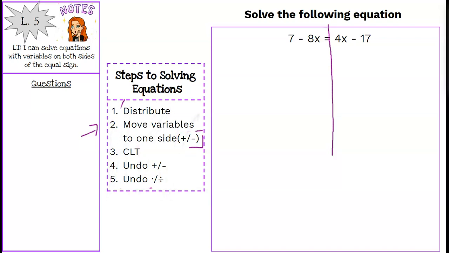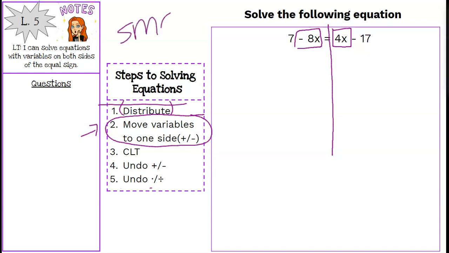If we look at our steps, distribute means multiply. Do we see parentheses? No. So we don't need to distribute for this one. Move variables to one side. Well, I see a negative 8x on the left, and I see a positive 4x on the right. So yes, I need to do this step. To do it, I'm going to add or subtract. I can add 8x to the right, or I can subtract 4x from the left.